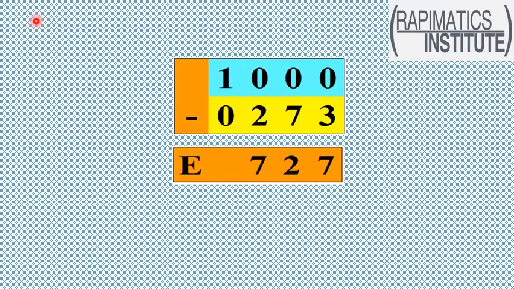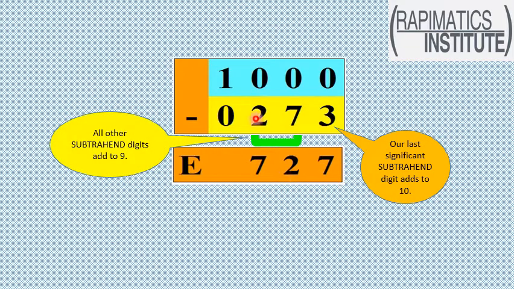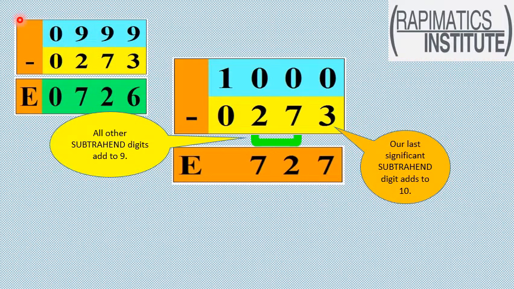And so if we're looking at our initial problem, there's a pattern: our last significant digit will add up to 10. 3 plus 7 makes 10. All other digits will add up to 9. 7 plus 2 makes 9. 2 plus 7 makes 9. We got our 9s from up here.